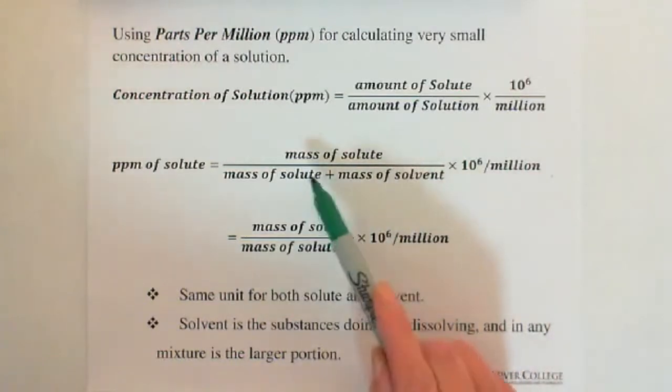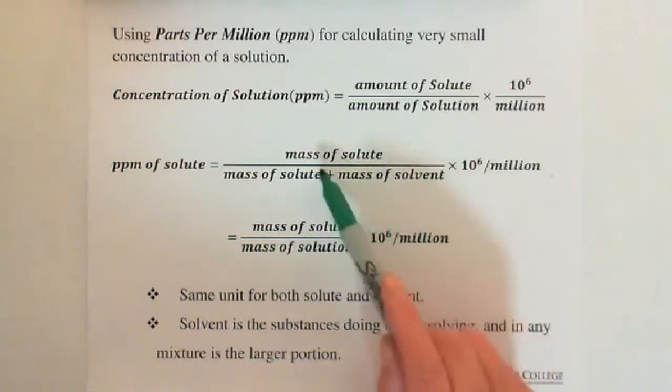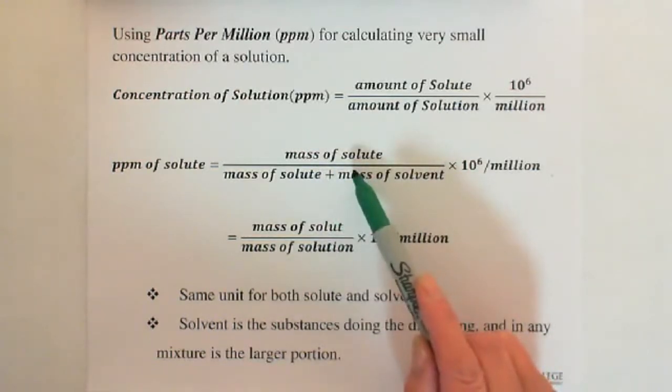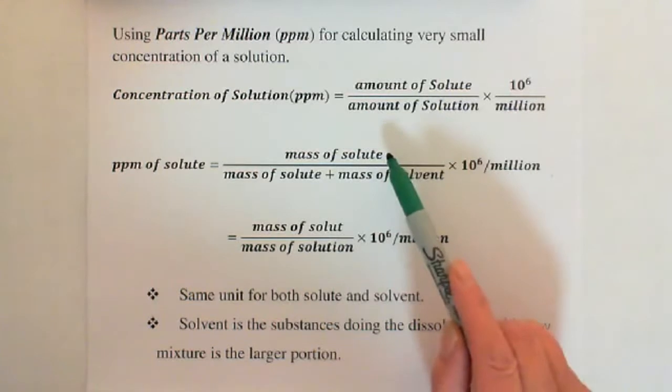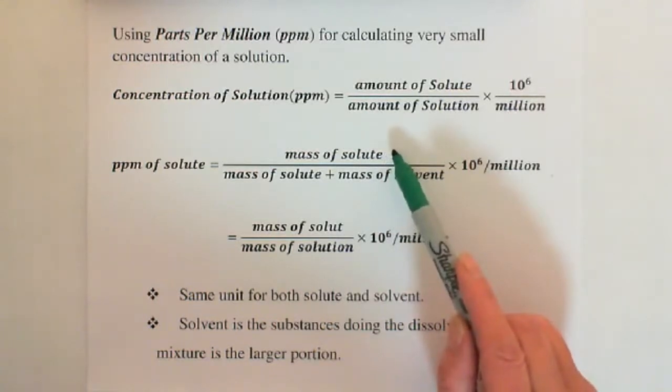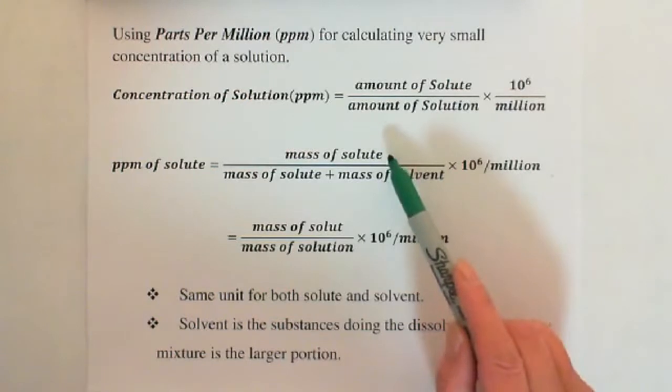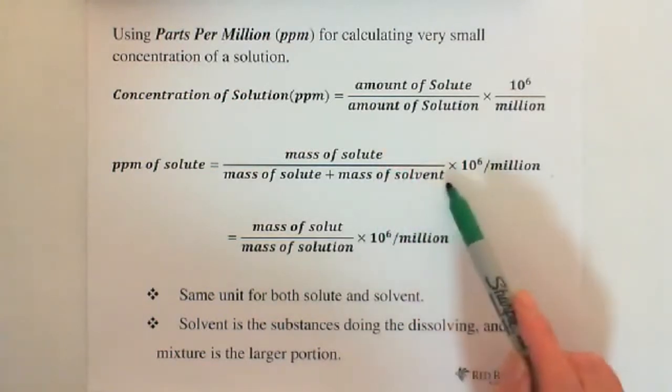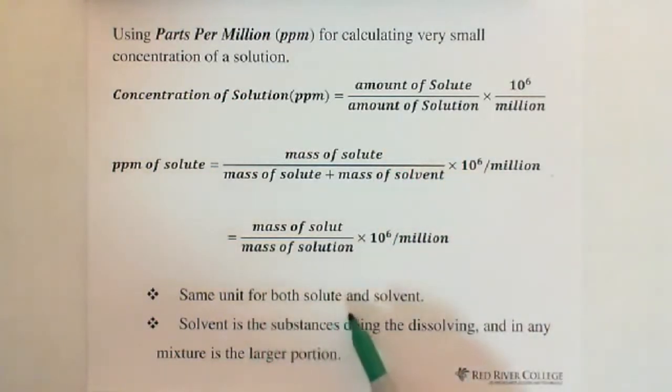So when we are given the solute and the solvent both in mass, we use any unit as long as the mass of solute has the same unit as the mass of solvent. And also, the solvent is the substance doing the dissolving, and in any mixture is the larger portion. Let's look at the question.